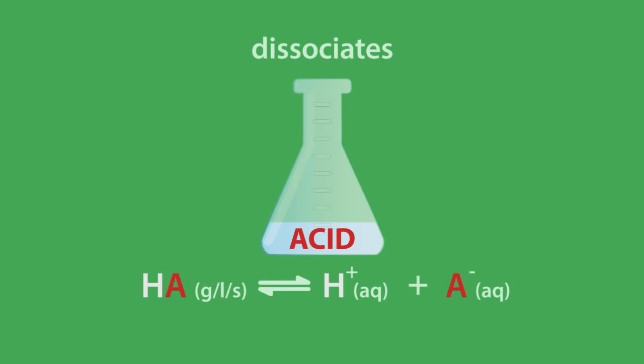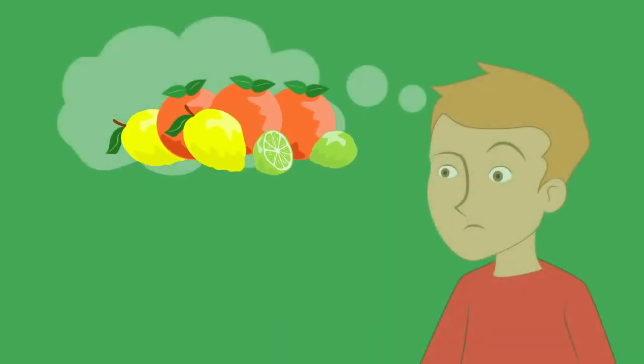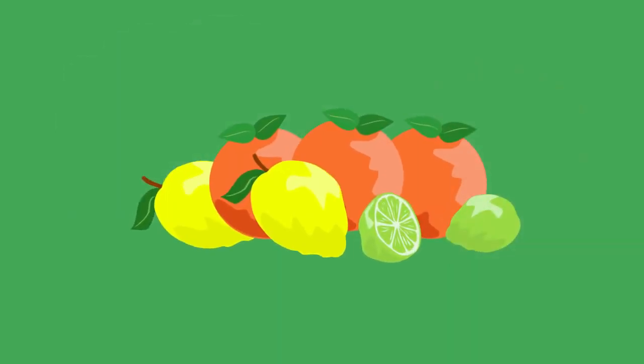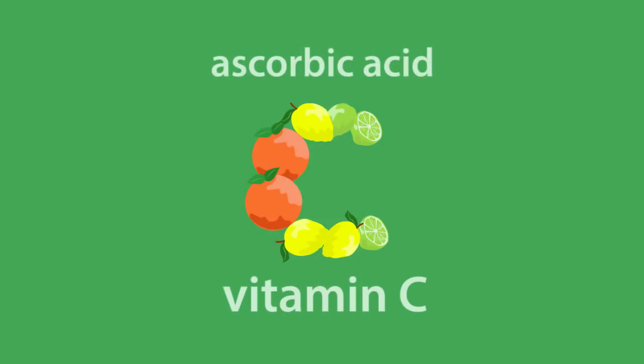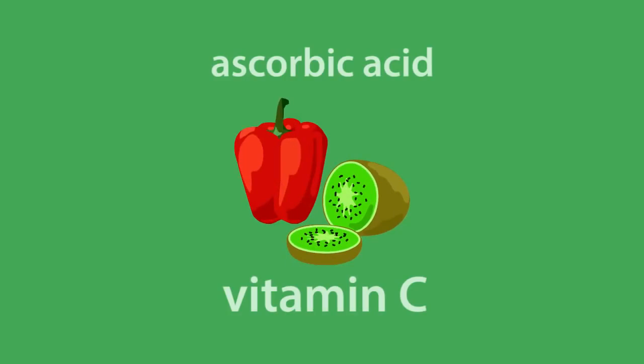Let's start by thinking about citrus fruits: oranges, lemons, and limes. Many citrus fruits have a very defining sour taste to them. This sour taste is due to the presence of a certain weak acid, citric acid. It is a common misconception that citric acid is vitamin C. In fact, vitamin C is ascorbic acid, and although it is found in citrus fruits, kiwi fruits and red peppers have a much higher ascorbic acid concentration.